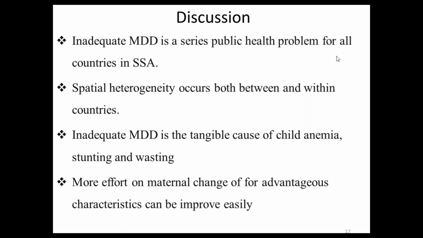Next, in the discussion part. Inadequate minimum dietary diversity is a serious public health problem for all countries. In Sub-Saharan Africa, spatial heterogeneity occurs both between and within countries. Inadequate minimum dietary diversity is the tangible cause of child anemia, stunting, and wasting. More efforts on maternal characteristics, which are advantageous, can be improved easily.